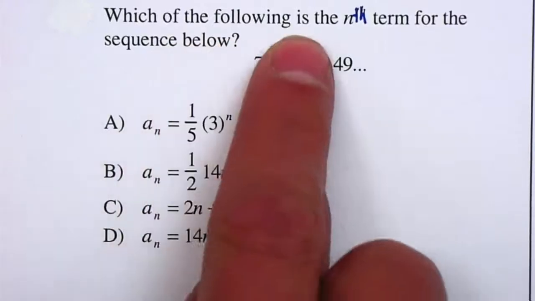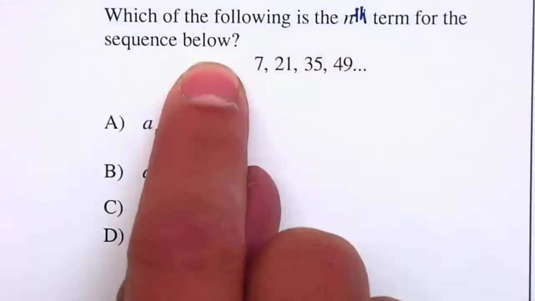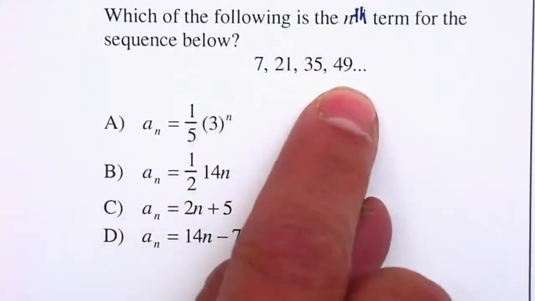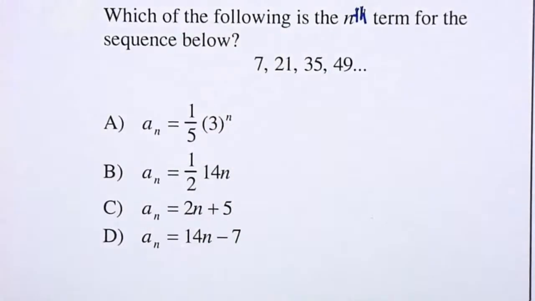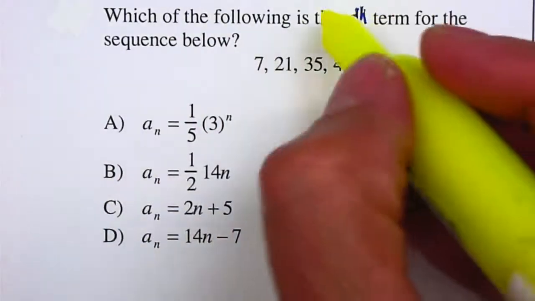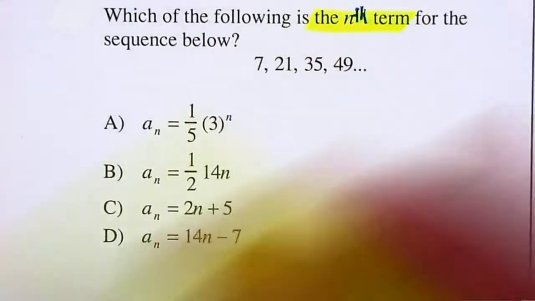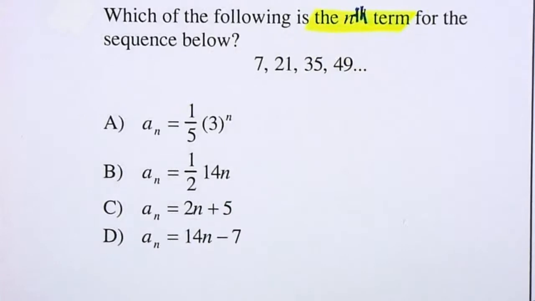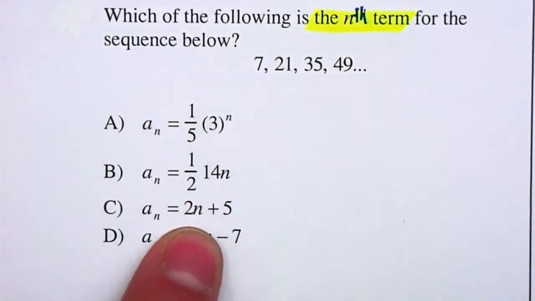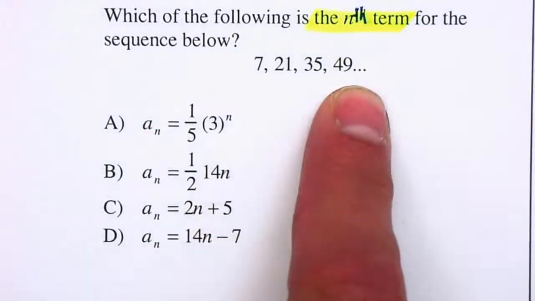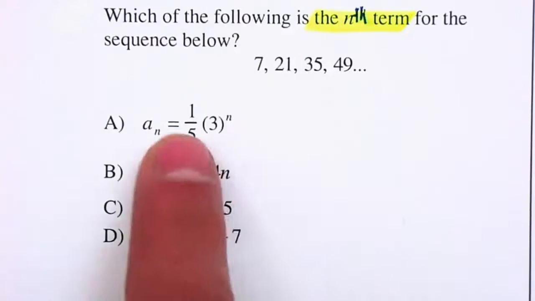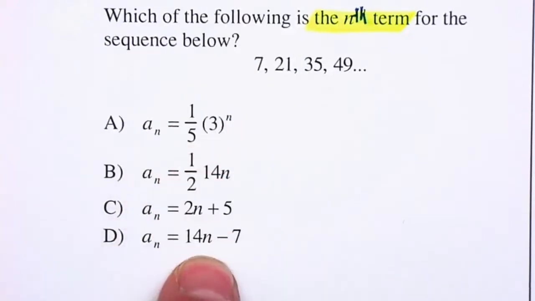Which of the following is the nth term for the sequence below? They give you a set of numbers and they're asking you for the nth term. Remember that whenever they're asking you for the nth term, that means they're asking you for the equation. So one way is to figure out the equation, but since they give you the set of numbers and a list of equations or nth terms, we can just plug it in.